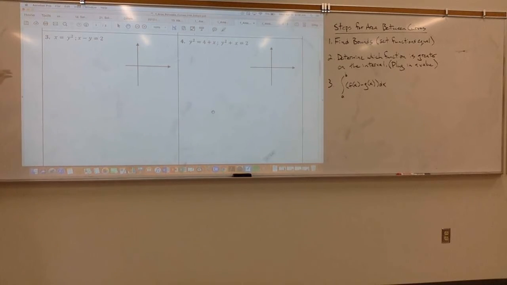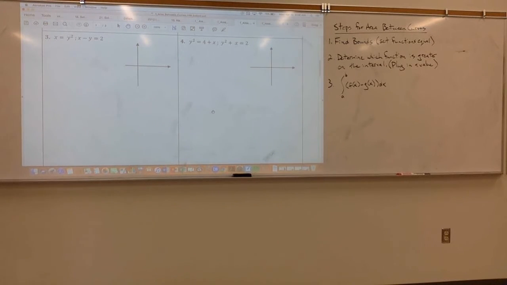All right, so let's look at number 3 here on the homework paper. On this one, I've got x equals y squared and x minus y equals 2. Whenever we're given something like this, we have the option of either writing both of these in terms of x or writing both in terms of y. Usually there's an easier way to go. So should we solve both of these equations for y or solve both for x? Which seems like it would be easier?